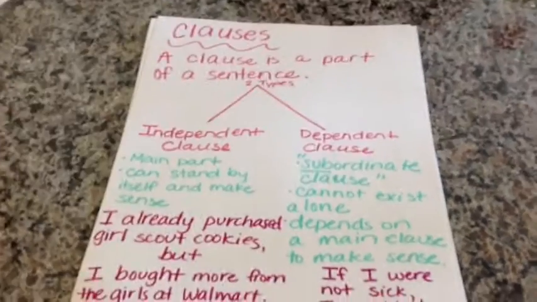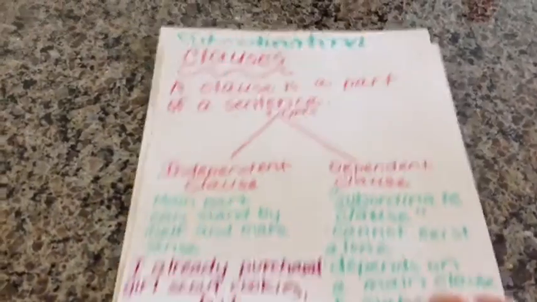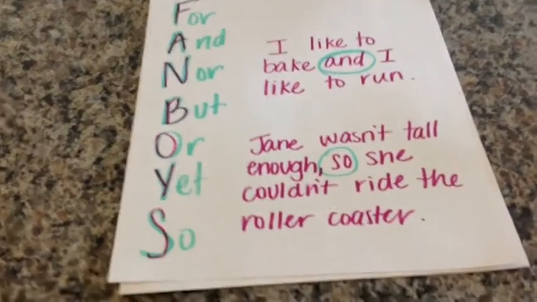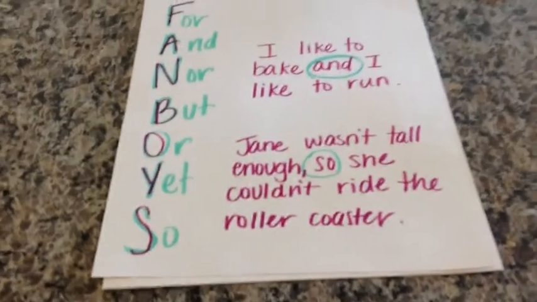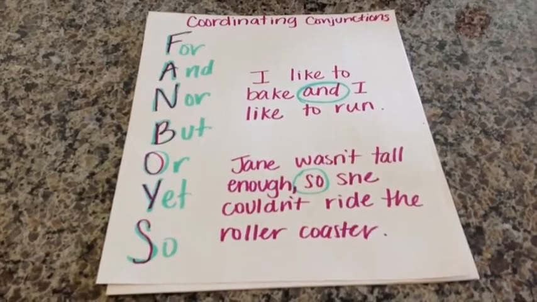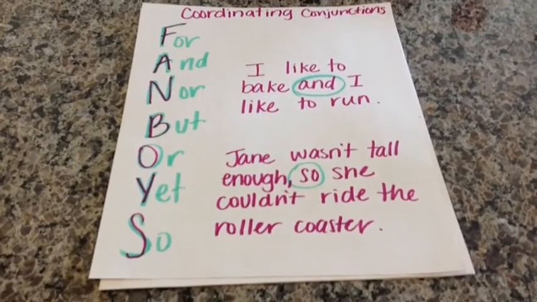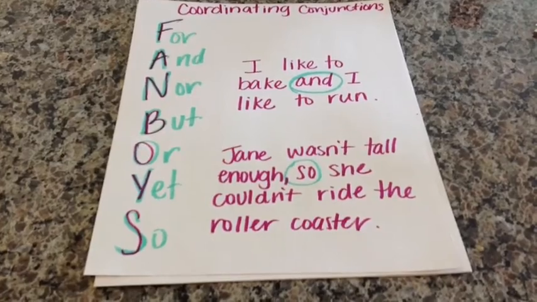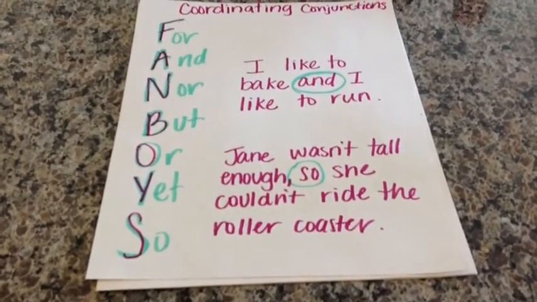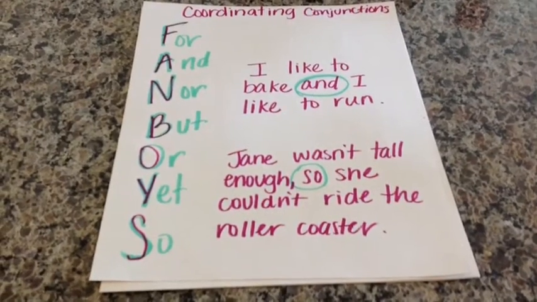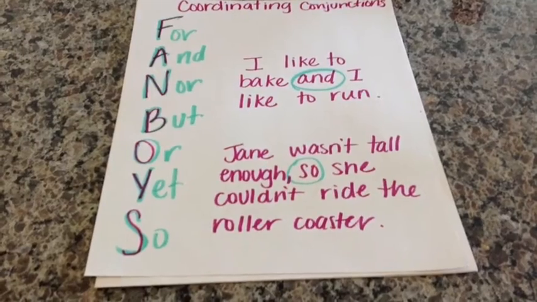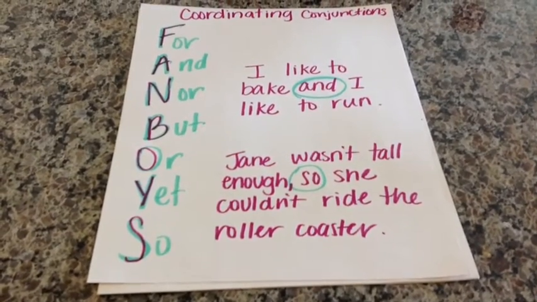Okay, let's look at the back of this. You've learned this year about fanboys, and I think that anchor chart is still hanging up in the classroom. We're not really going to be doing too much today with fanboys, but we are going to review them. You know that they're coordinating conjunctions. So basically a fanboy, for, and, nor, but, or, yet, and the word so can be joined together or can be a connector between two complete thoughts or two independent clauses.